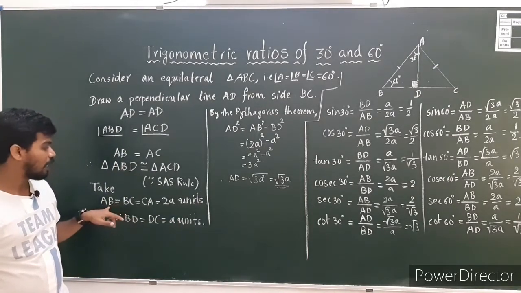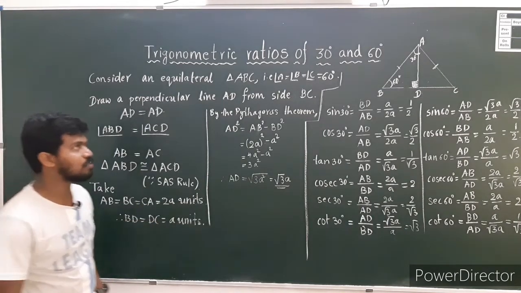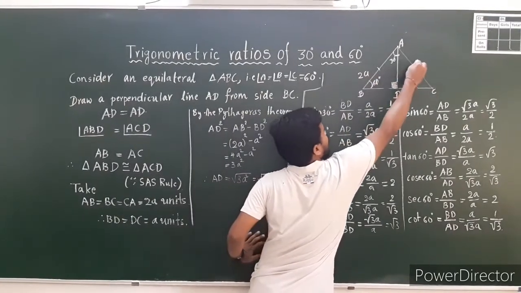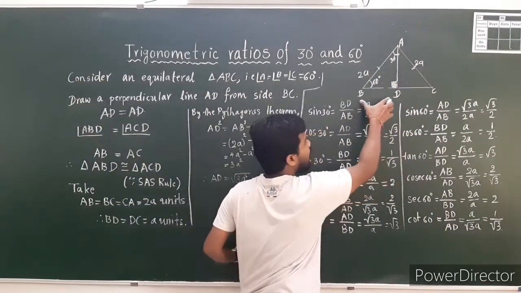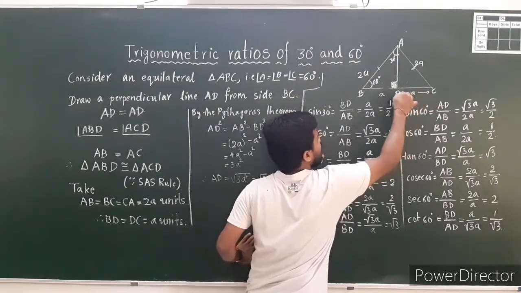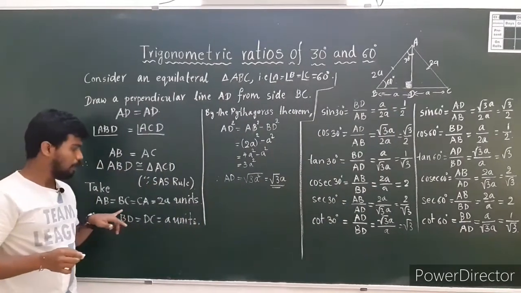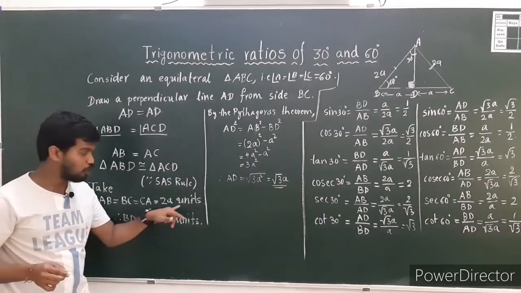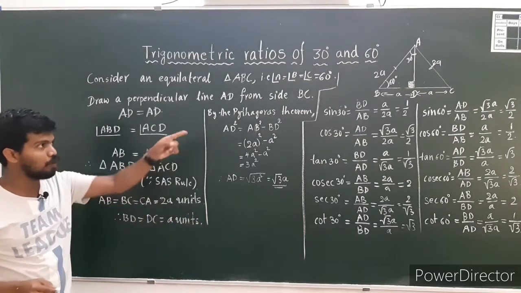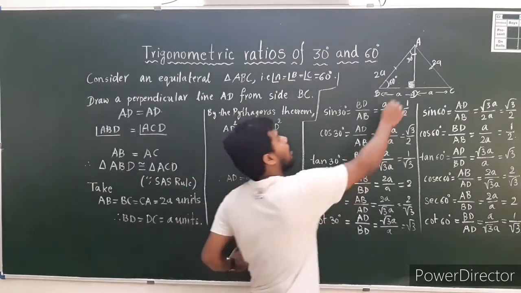So therefore, take AB, BC and CA equal to 2A units. So you consider all the sides are 2A, 2A and 2A. Therefore, BD equal to A units. From here to here it is A units. You see that? So I write here as it is: AB, BC, CA is equal to 2A units. Therefore, BD and DC is equal to A units. So now we have to find out the distance AD.